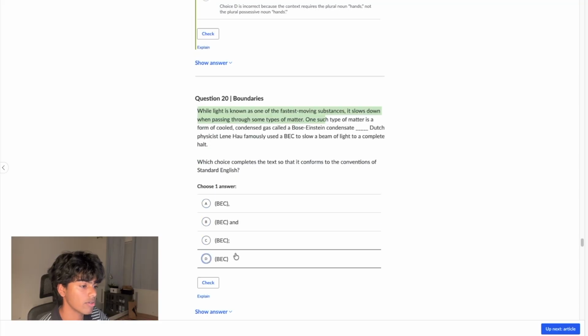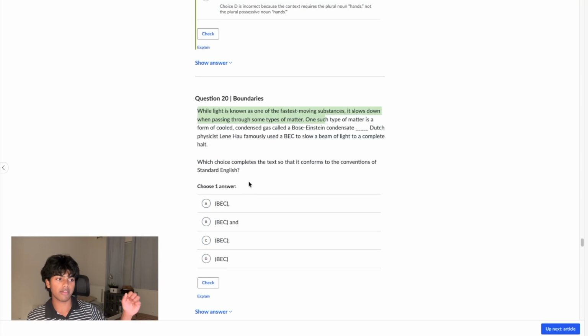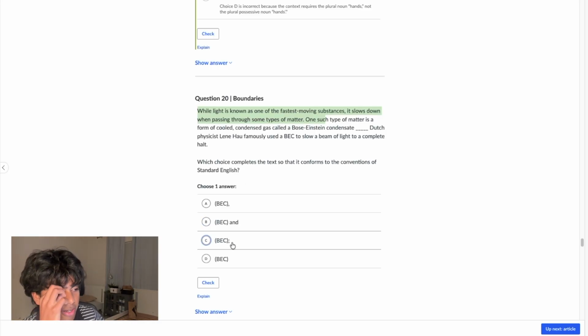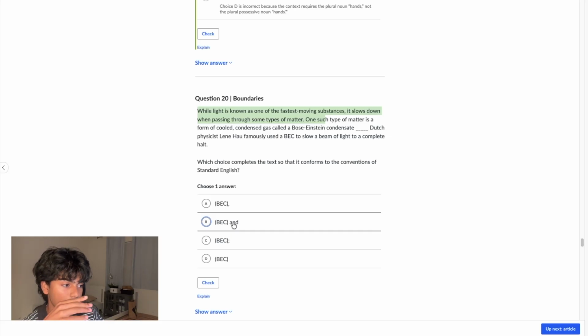BEC, and whew, is a pain. Okay. So what we can see is this forms an independent thought, an independent clause. No apostrophe and a fanboy. Like there's no comma plus a fanboy. So zero commas and a fanboy. That's the same thing as a comma. And both of these exist. It can't be this one. So now we're left with this one and this one. Now we just gotta check it.